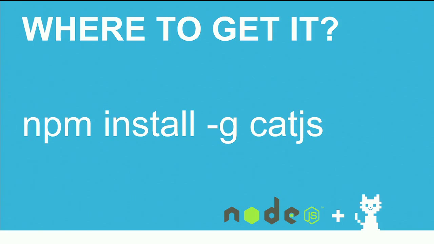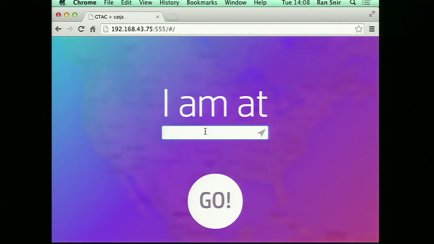But before we start, we need to set up our environment. As Leo said, CATJS is based on Node.js technology. So by simply running npm install -g CATJS, we'll install CATJS as a command line tool in your environment. And CATJS, we call it CATCLI, will help you to create and execute your test deployment.